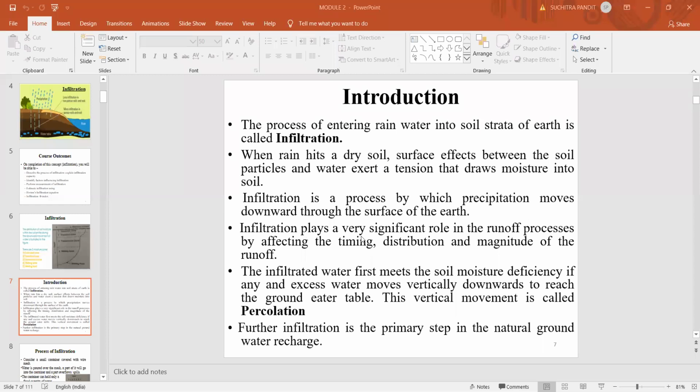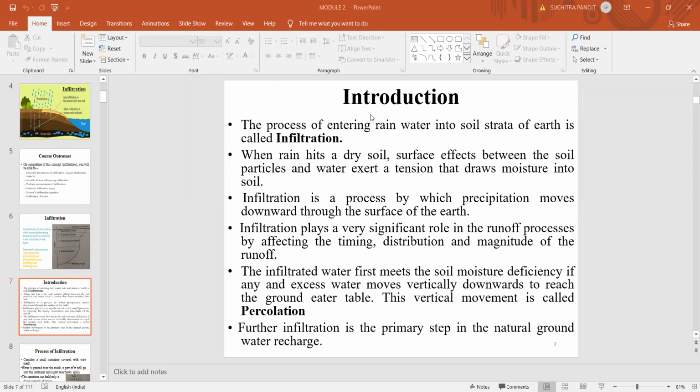Infiltration plays a very important and significant role in the runoff process by affecting the timing, distribution, and magnitude of the runoff. The infiltrated water first meets the soil moisture deficiency, if any. So infiltrated water builds up the soil moisture, thereby increasing the groundwater table, and excess water moves vertically downwards to reach the groundwater table. Here it is the water table. This vertical movement is called percolation.